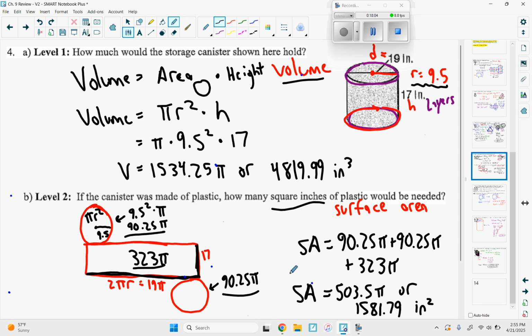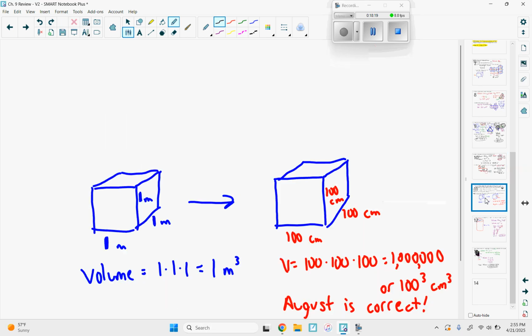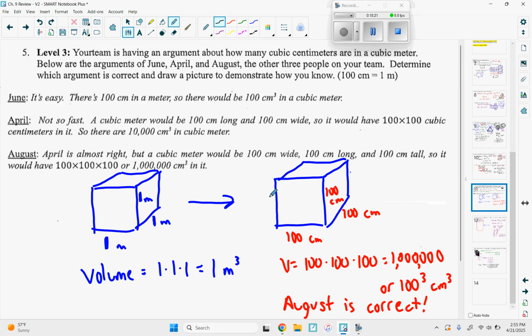If you want to pause the video, you can do that now, and you can try the last three problems on your own. I'm going to continue the video and just show the answers for 5, 6, and 7. Here's number 5. You can pause it if you want to read through the example.